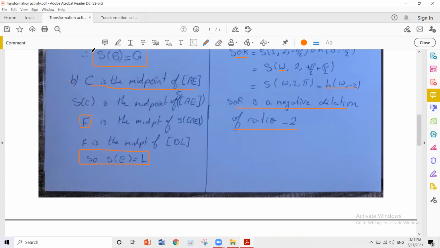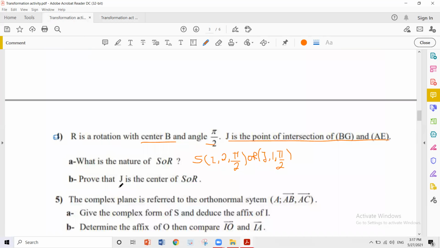Now prove that J is the center of S round R. How to prove that J is the center?